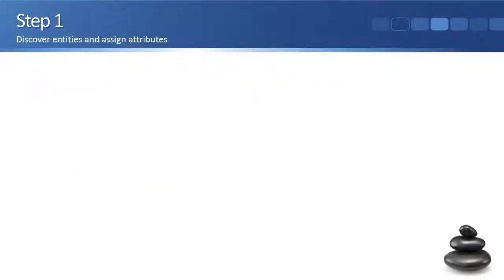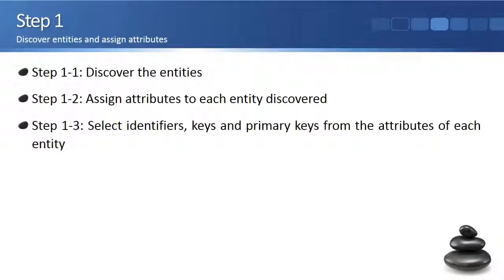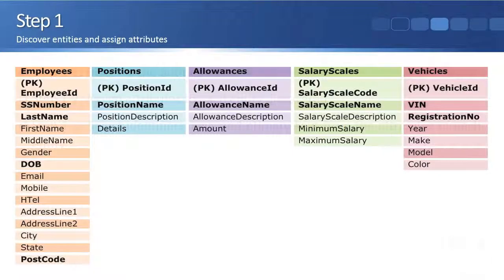Step 1. Discover entities and assign attributes. This step has 3 sub-steps. Step 1.1. Discover the entities. Step 1.2. Assign attributes to each entity discovered. And Step 1.3. Select identifiers, keys, and primary keys from the attributes of each entity. At the end of this step, all of the entities along with their corresponding attributes are listed. Primary keys and keys are also indicated for each entity.